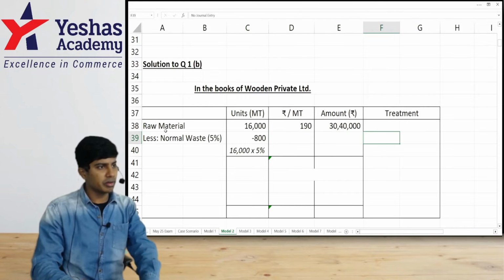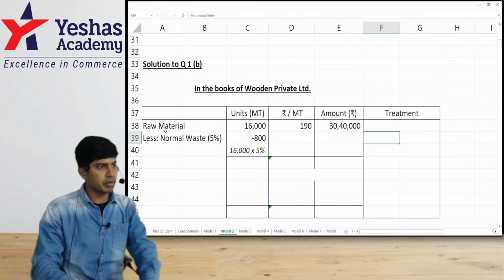Let's go to the next aspect. See, there is abnormal loss, but in this question, they have not told how much is abnormal loss. They have told total loss is 950 units. In 950 units lost, I know 800 is normal. So out of 950, if 800 is normal, abnormal is 950 minus 800, 150. Do you agree? For these 150, I will assign per unit rate of 200. 150 into 200 is 30,000. This 30,000 is abnormal loss.